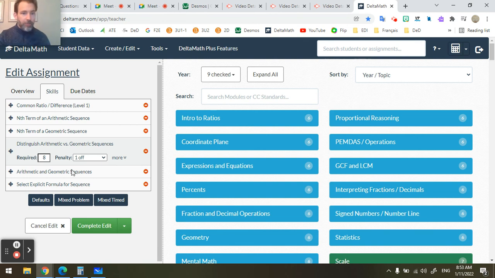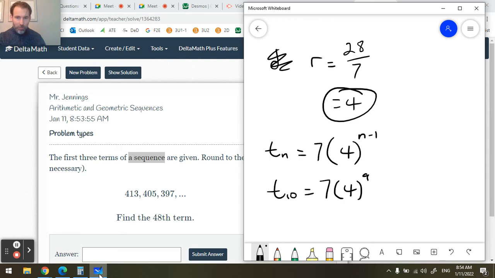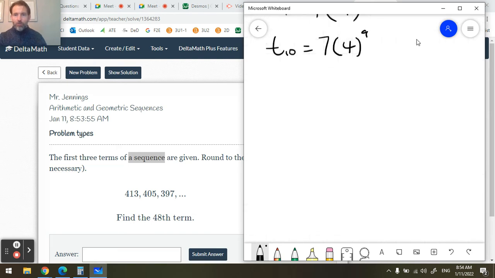Okay, arithmetic and geometric sequences. The first 3 terms of a sequence. It doesn't tell you if it's arithmetic or geometric. Okay, here, this got smaller by 8, and this got smaller by 8. Okay, so I get out my paper. I do the rough work on paper.